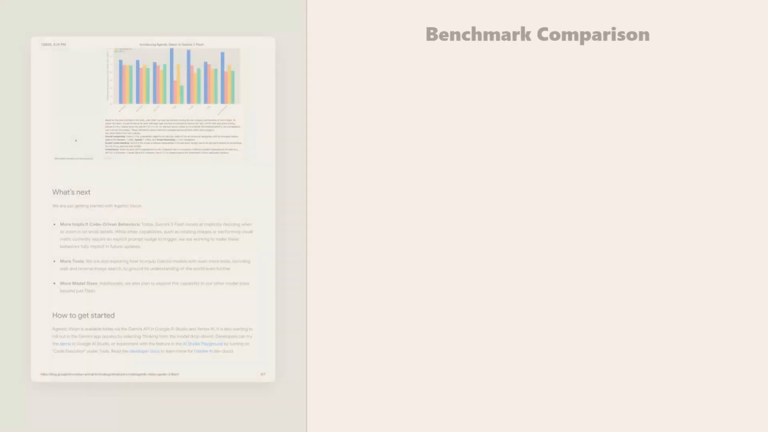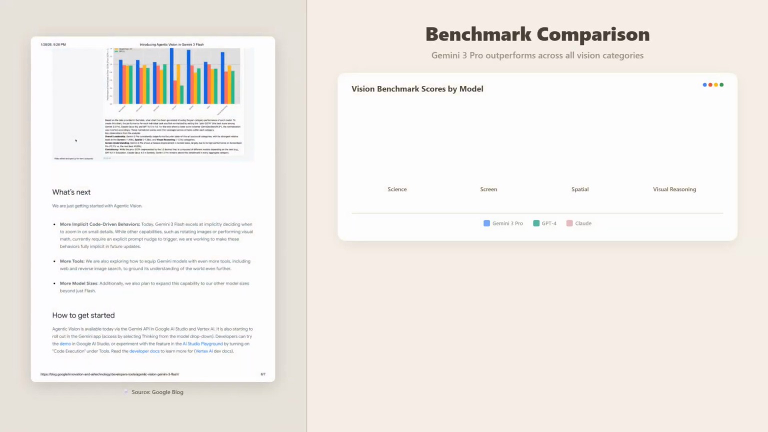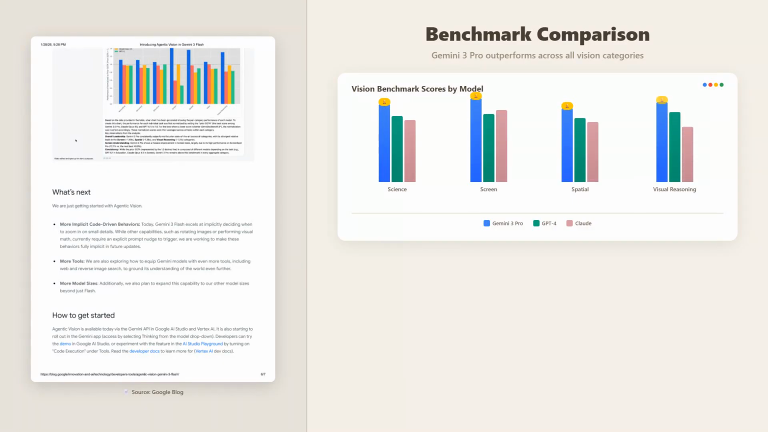Let's see how Gemini 3 Pro stacks up against the competition in vision benchmarks. This chart compares performance across 4 major categories: science, screen, spatial, and visual reasoning. For each category, we're comparing 3 leading models: Gemini 3 Pro in blue, GPT-4 in green, and Claude in pink.